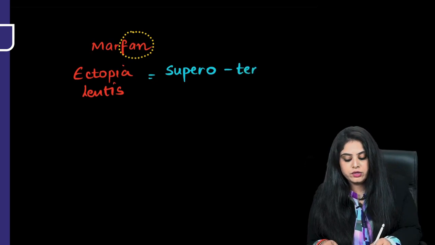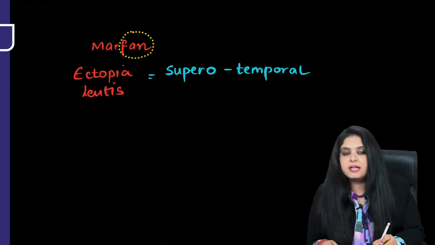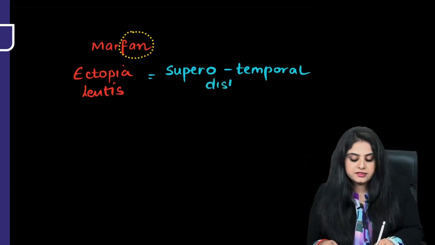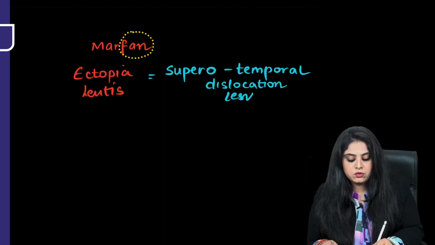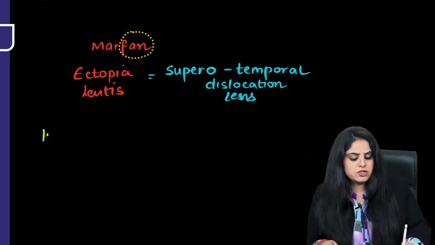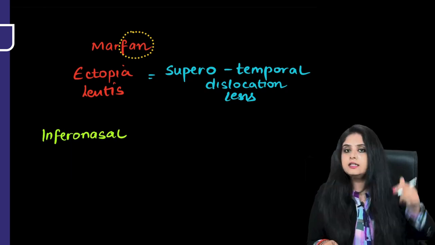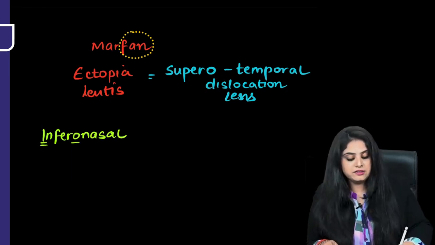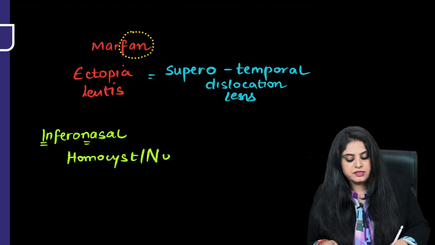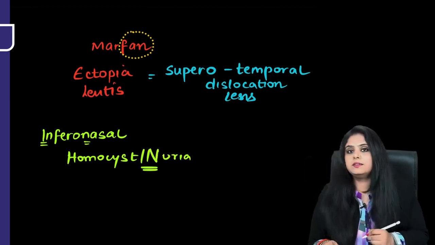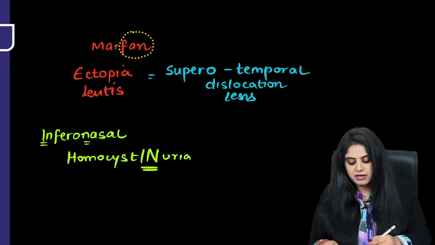So the lens is also going to go outside. So this is a kind of an up and out. We call it up and out or superotemporal dislocation of the lens that is going to occur. And if I ask you one more question of ophthalmology, where do you see inferonasal dislocation? The opposite, down and in. So inferonasal, I and N, is going to be seen in homocystinuria. Sorted? Let's move forward. Marfan syndrome done.